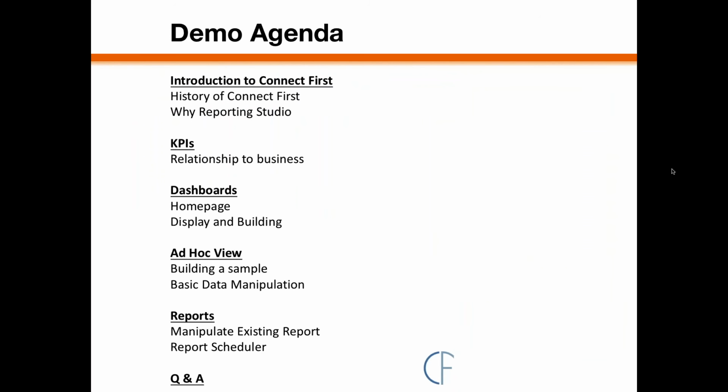So a real quick run-through of what you can expect. We're going to first go through an introduction to Connect First, the history and why we developed Reporting Studio. We're going to talk about KPIs and the criticalness to your business. We're going to run through some of our dashboarding, our ad hoc views, and building some samples and basic data manipulation, and also our reports and manipulating existing reports, and then the scheduler. And then we'll have some time at the end for some questions and answers. So don't forget, please send in your questions as we go through this.